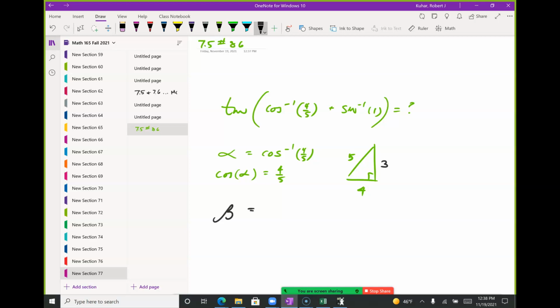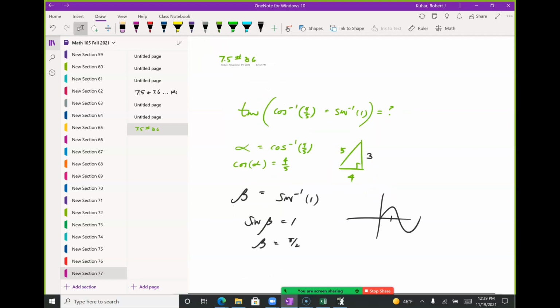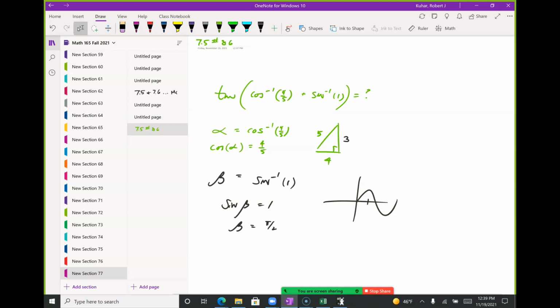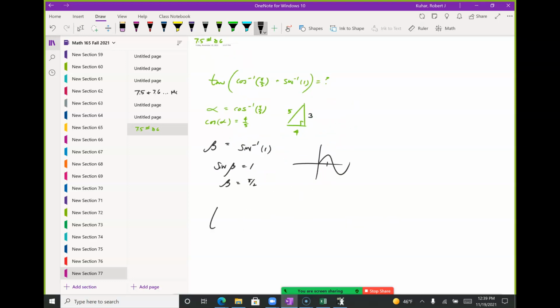So beta, I'm going to let equal inverse sine of 1, which means sine of beta is 1. And of course, I know when sine is 1, that means beta is pi over 2. There are more answers for sine equal to 1, but we want one in quadrant 1 or quadrant 4, inclusive, right? Nice, so I really have tangent of alpha plus beta, so I really have tangent of alpha plus pi over 2.